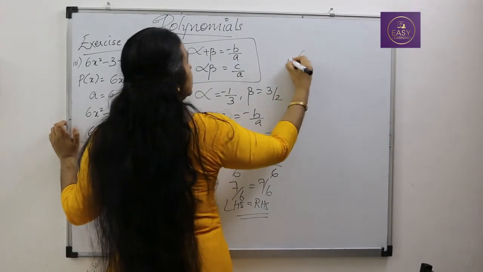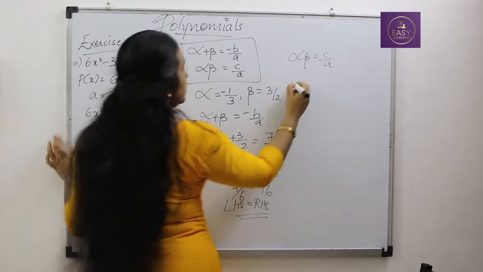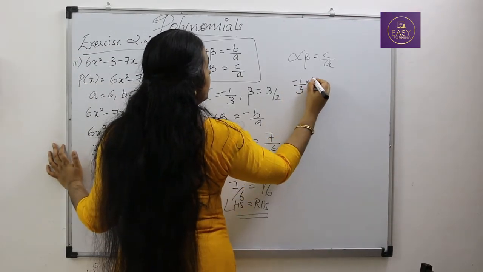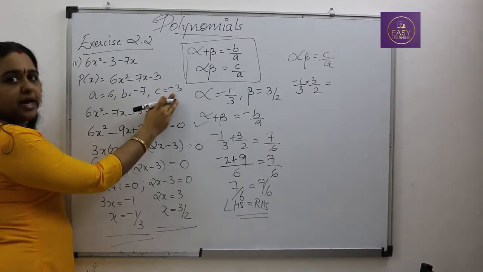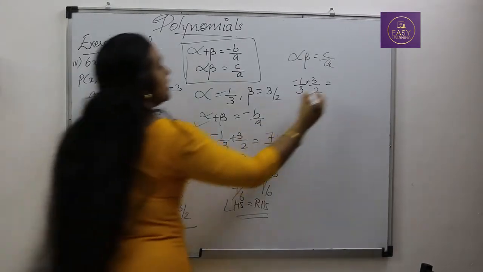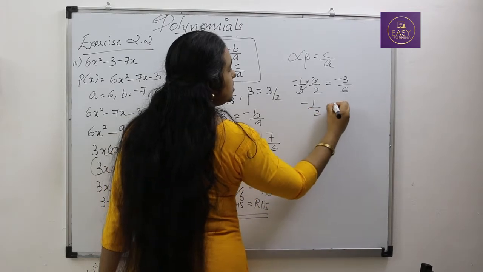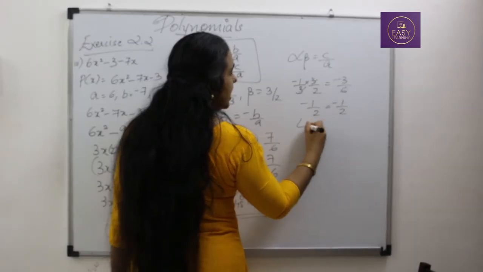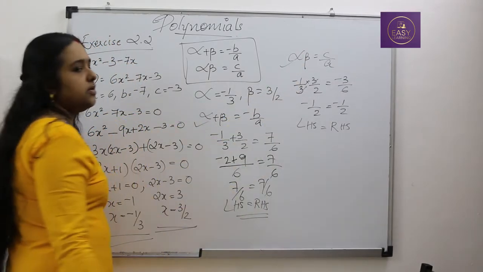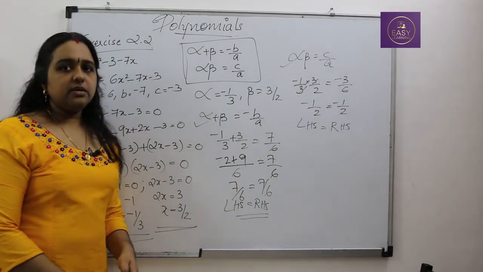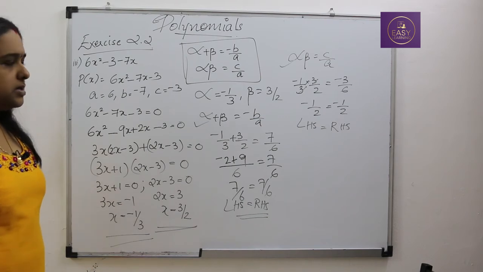Then next is alpha beta equals C by A. Alpha beta is minus 1 by 3 into 3 by 2 equals C is what? Minus 3 by 6. This is minus 1 by 2. This is also minus 1 by 2. That is LHS equals RHS. So this is also verified. Okay, this is clear. It's very easy to solve these type of problems.